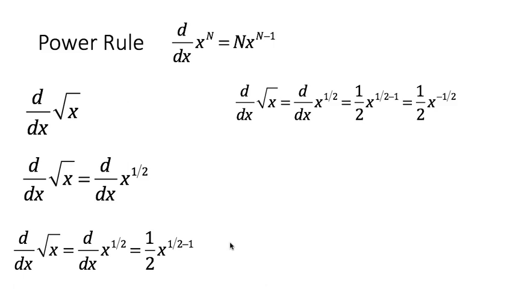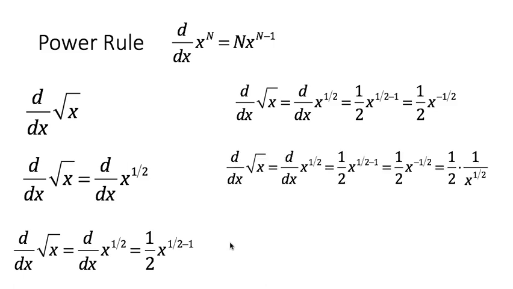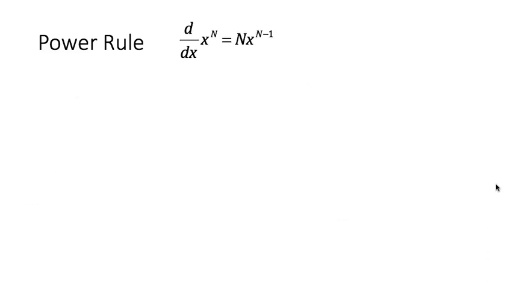But now what does x to the negative 1/2 mean? When you see a negative exponent, that means it's in the denominator. That would be 1 over x to the 1/2. So we get 1/2 times 1 over x to the 1/2. But x to the 1/2 is the square root of x. So we become 1/2 times 1 over the square root of x, or 1 over 2 root x by the time all is finished.